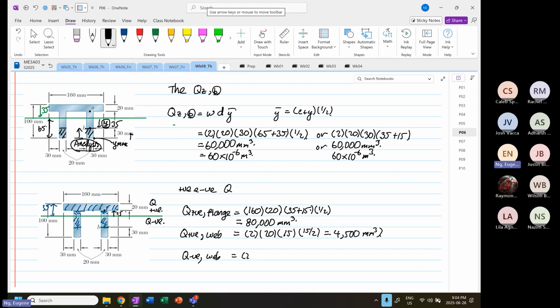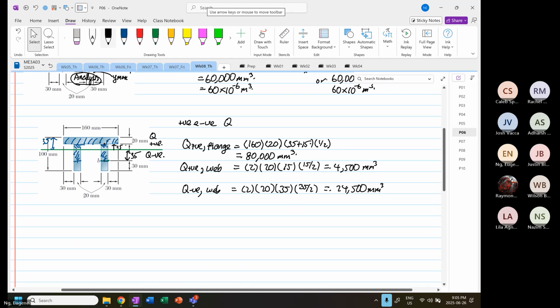Then we have the Q negative for the web. Okay. So left and right. Thickness is 20. The Y is 65 minus 30, right? We know that the distance from here to here is 35. Multiply by 35 divided by 2. Okay. So 2 times 20 times 35 times 35 divided by 2 is equal to 24,500 millimeter cube.